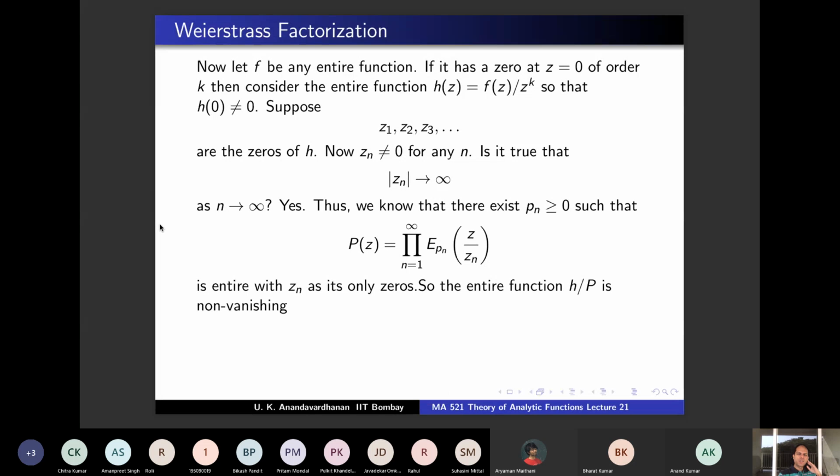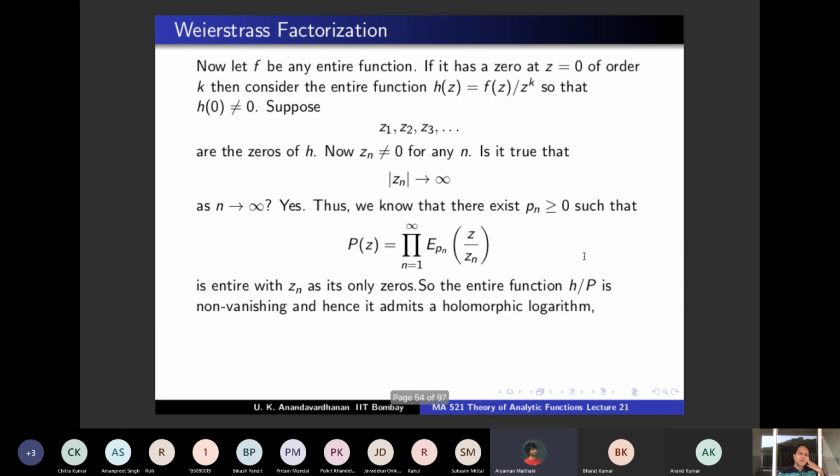So consider the entire function h by P. What is h? h is this function, and the z_i's are the zeros of h. And P is another entire function whose zeros are precisely the z_i's. So when you consider h by P, what can you say? h by P has no zeros. All the zeros are getting cancelled. And h by P is also entire, because it has no poles. Why does it have no poles? Because all the zeros of P are getting cancelled. So h by P has no zeros and it is non-vanishing.